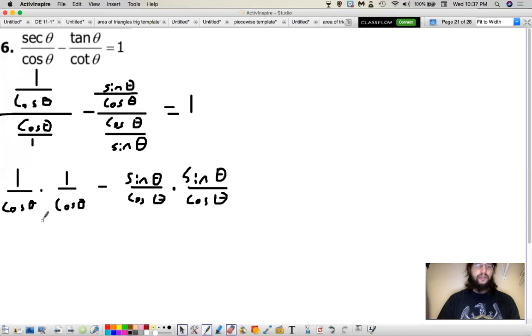Cosine times cosine, that's cosine squared, so it's 1 over cosine squared minus sine squared over cosine squared. Oops, I forgot my equals 1. Don't forget equals 1.